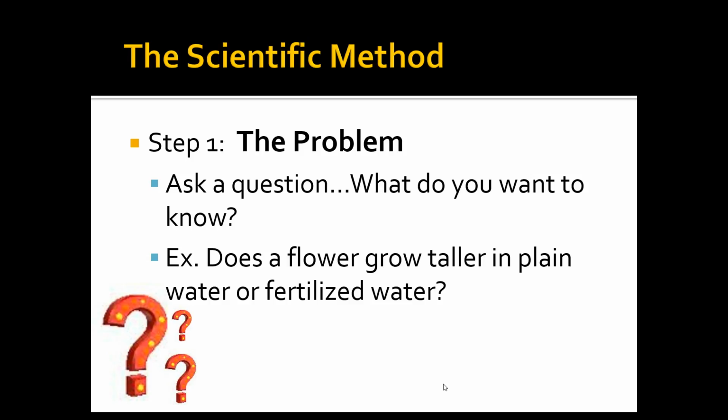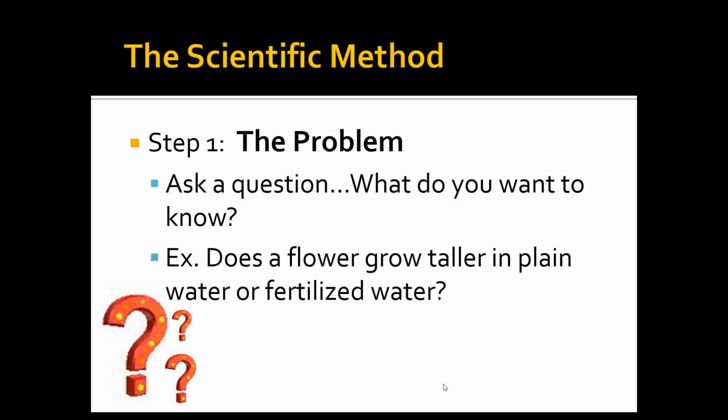So let's look at step 1. This is the problem. And this is always going to be stated in question form because in this step, we're asking ourselves a question. What is it that we want to know? So a good example of a question that we could perform an experiment to find the answer to is here. Does a flower grow taller in plain water or fertilized water? So this is a complete sentence. It's in question form. It is something that is testable. It's not an opinion-based question.